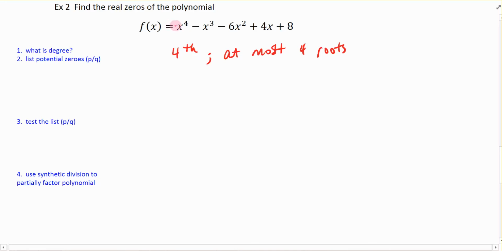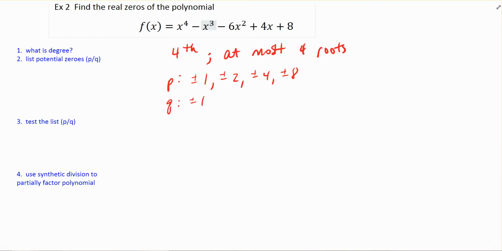And from those roots, we are now going to make potential zeros out of our p and our q term. So remember, p comes from the constant at the end of the function. So I'm looking at all the factors of 8. That's plus or minus 1, 2, 4, and 8. Then I need to identify the q term. The q term comes from the coefficient of my leading term. So q would be plus or minus 1.